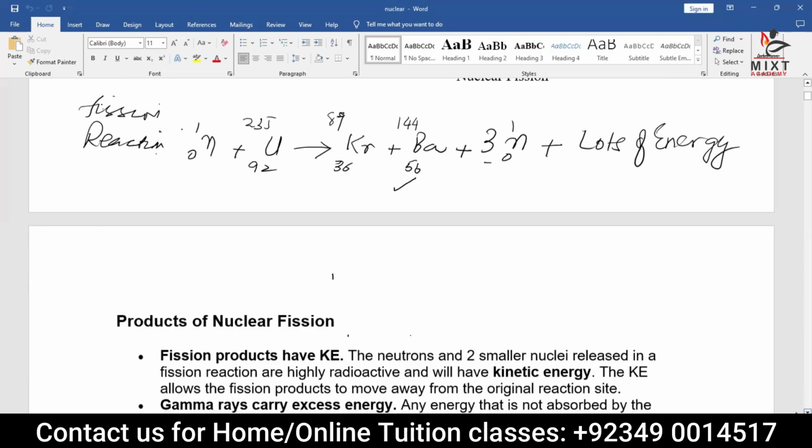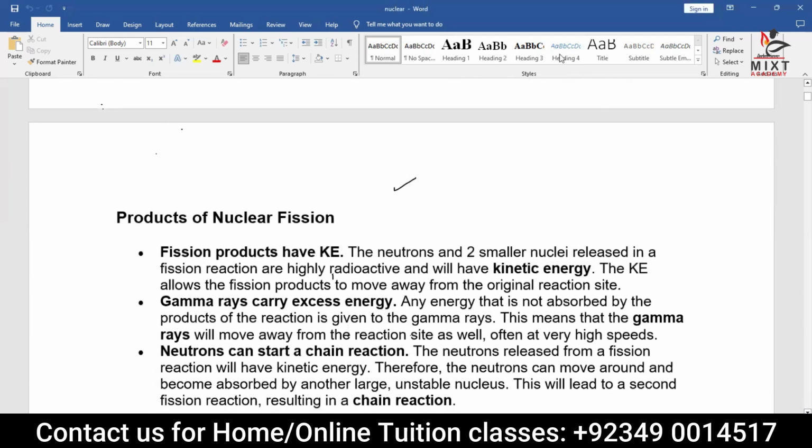Now, some more things related to that. What are the products of the fission reaction? That is important. Now you tell me, Manu, what did you see? What are the products of this reaction? The first products are two products, which are krypton and barium. Second, gamma rays, which carry excess energy. And last but not least, neutrons that can start a chain reaction. So one by one, I want you to write in your own words what products you have seen in the equation, and also write what they do.